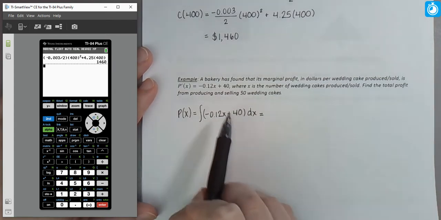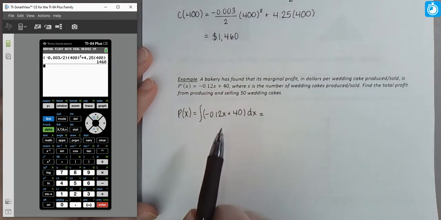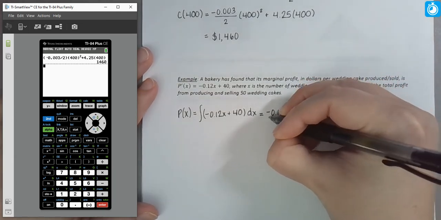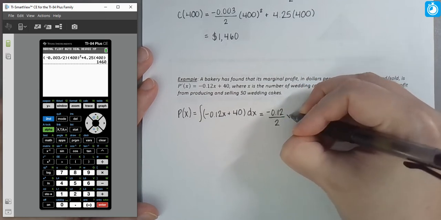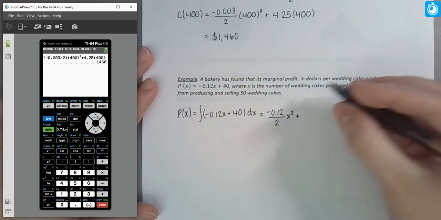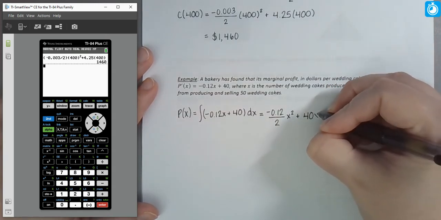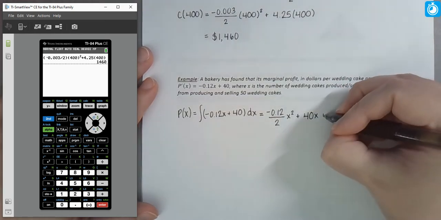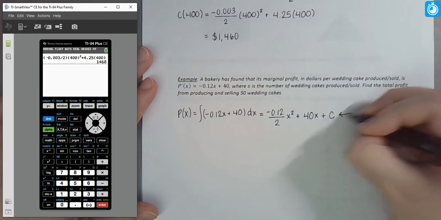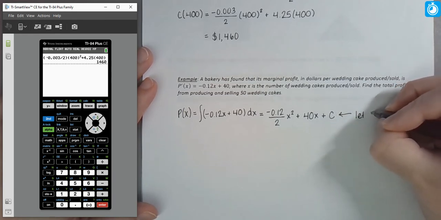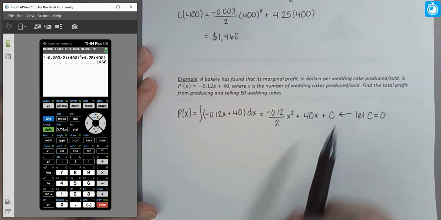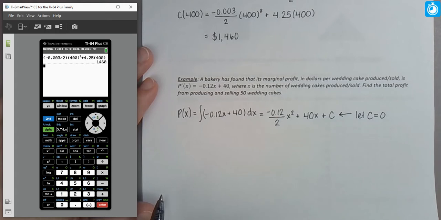So term by term, for our first term we're going to increase the exponent, so that'll become an x squared, and then we're going to divide by that new exponent. And then for our second term, 40, we integrate and that becomes 40 times x. And just for the sake of consistency, we need our constant of integration, but again we're going to let c be 0 in this case, since we don't know anything about any fixed values related to this function.